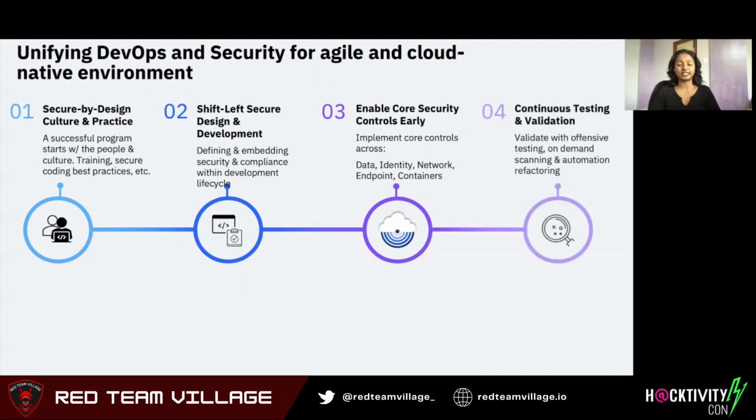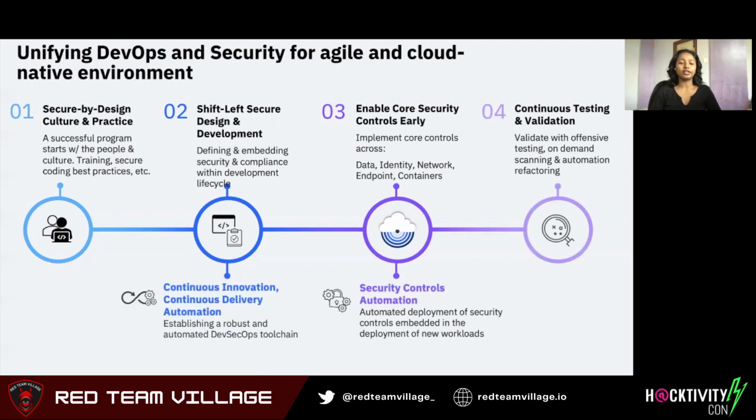Then you have continuous testing and validation. We have to validate with offensive testing and on-demand scanning and automation refactoring, which will lead to continuous innovation, continuous delivery, and automation, right? And you can also have your security controls automation. There are tools such as Red Hat Ansible, which establishes a robust DevSecOps toolchain while helping automate the deployment of security controls embedded into the development of new workloads.